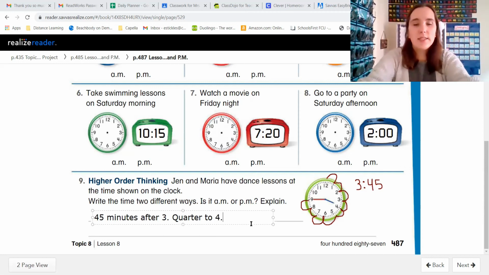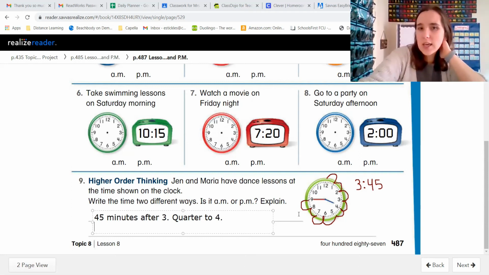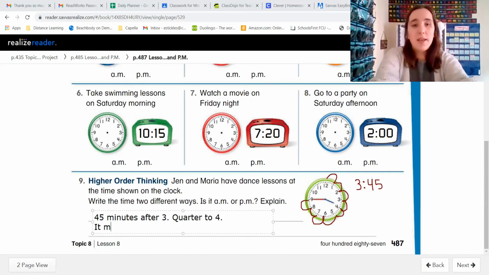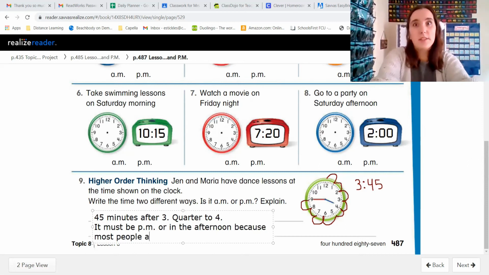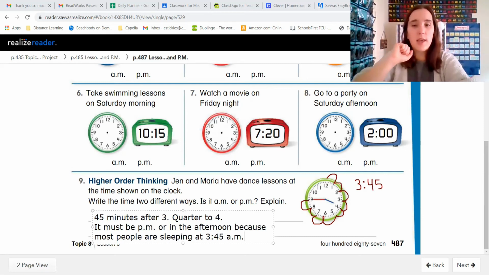Now we need to decide if this is AM or PM. Okay, so they're taking a dance lesson. Do you think that these girls are taking a dance lesson at 3:45 a.m. in the morning? It's still super, super dark outside. I think it's PM. So I'm going to say it must be in the PM or in the afternoon because most people are sleeping at 3:45 a.m. Okay, just like that. So we said our 2 ways to write the time. We told them if it was AM or PM, and we explained why we think it's PM, not AM.